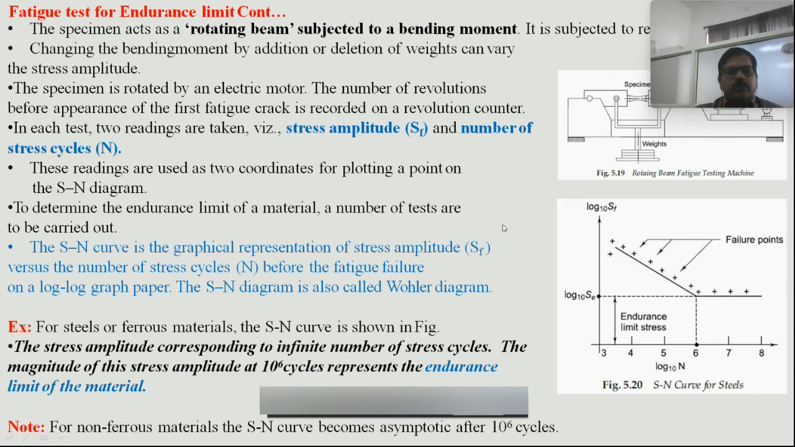Here is a plot of the number of cycles versus the stress induced in the member. This is called the famous SN curve. S stands for stress and N stands for number of cycles. From the rotating beam fatigue testing machine, this SN curve is plotted for different materials. Here it is shown for steels.